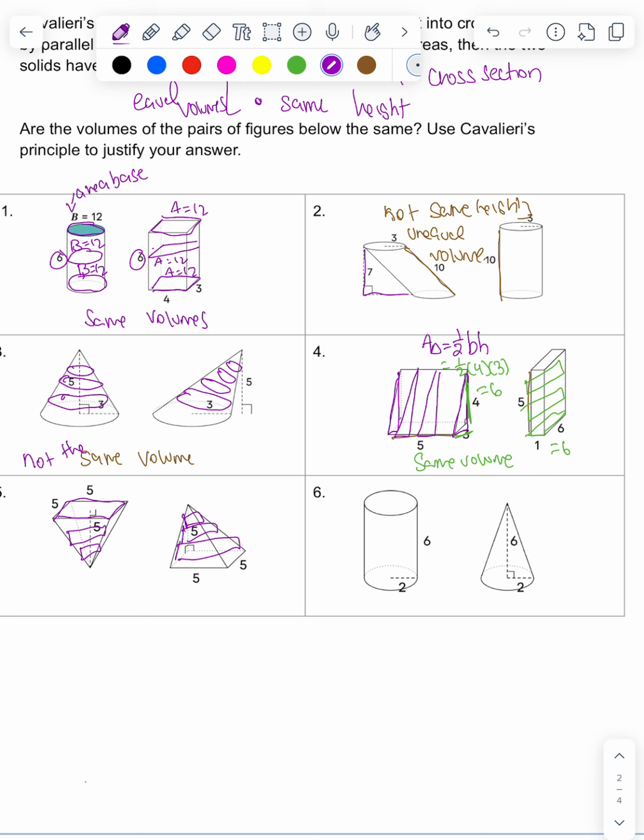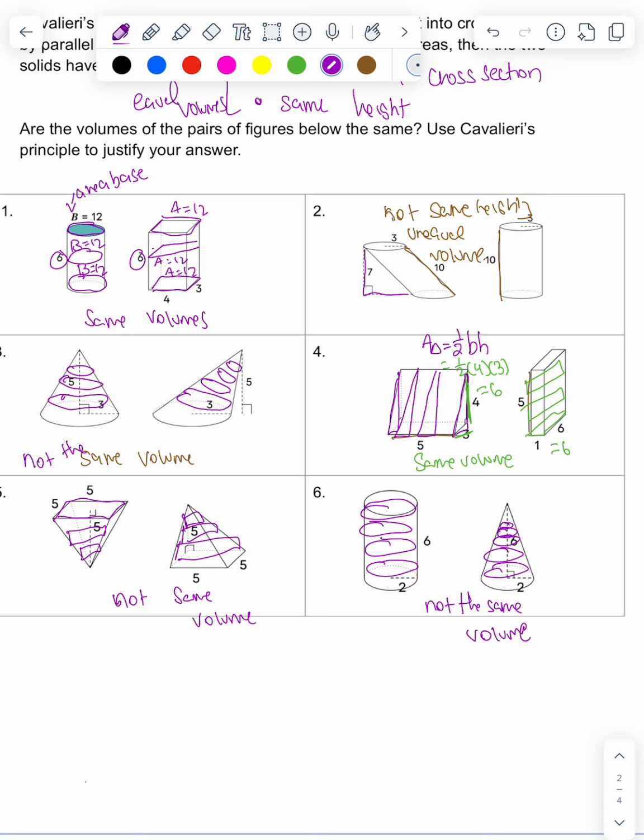And Cavalieri's principle says if the areas of the cross sections are not the same, then they can't have the same volume. For this one, the cross sections are all the same circles. For this one, they get smaller. So we can't have the same volume. Because the cross sections are not constant, even though they are on the cylinder.